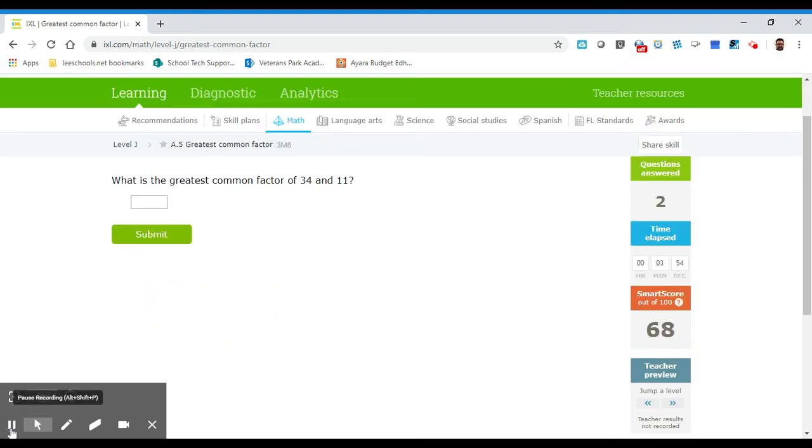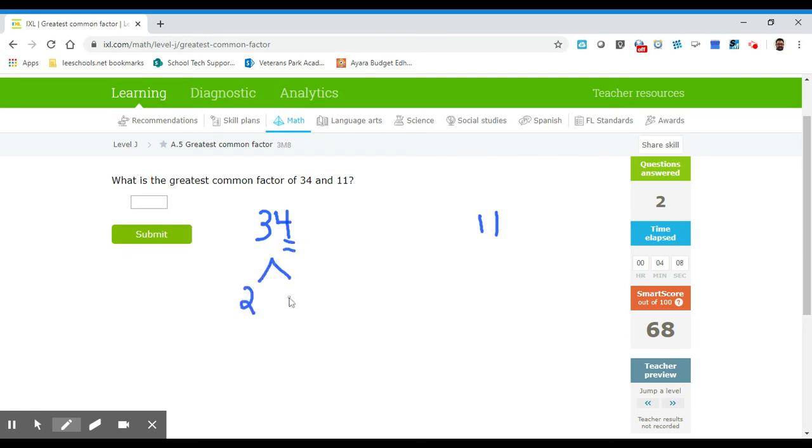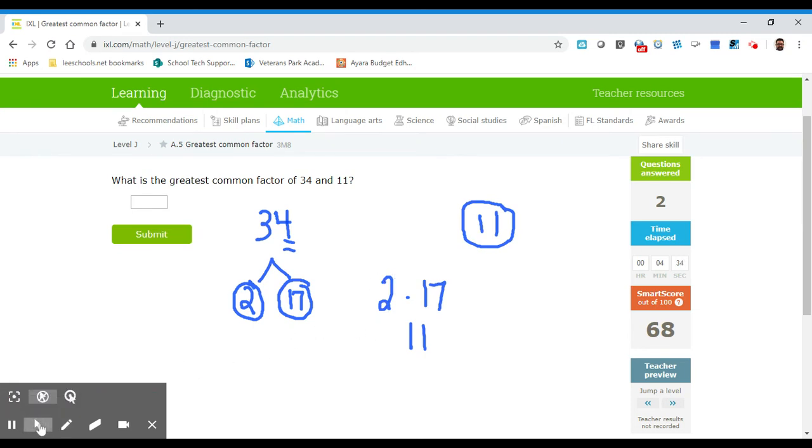Okay, what about this one? We have the greatest common factor of 34 and 11. So let's write our numbers down, 34 over here and 11 over here. And this is even, so we're going to do 2 times 17. These are both prime numbers, so I can circle that. Okay, 11 is a prime number. So we look at the factors and we notice that we have 2 times 17 and we just have 11. We have no common factors. So when there's no common factors, their greatest common factor is just 1.